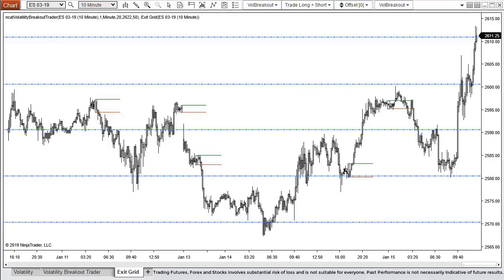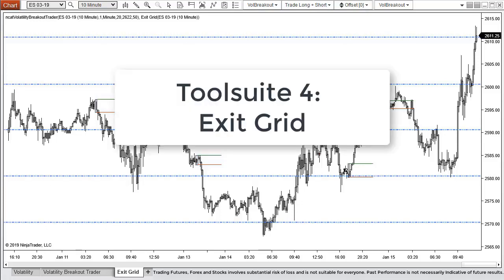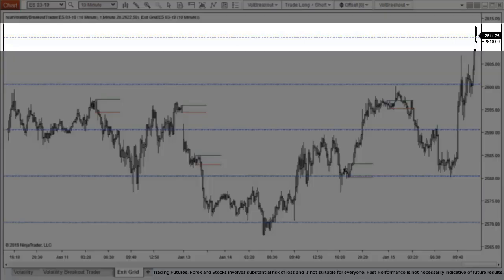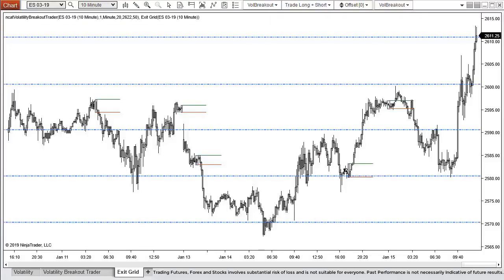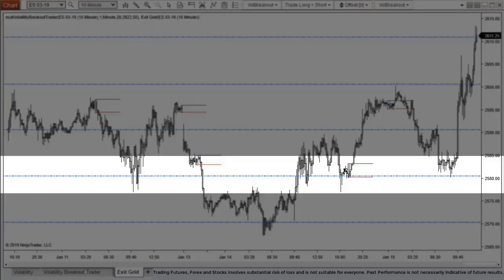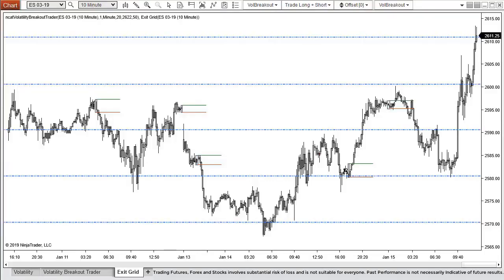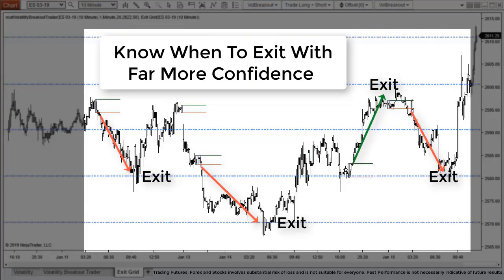Now, here's the 4th tool suite in the bundle. It's called the Exit Grid Indicator, which gives you visual confidence to stay in your winning trades for maximum profits. It also helps us manage our trades visually, giving us guidance where to put our stops, manage our targets when we're in the trade, so we avoid that emotional decision and trade with far more confidence.